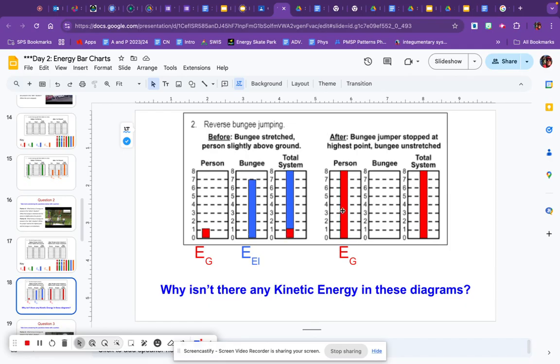The person way up there, the bungee jumper stopped at the highest point, so the person had gravitational potential. The elastic was spent. It was whipped in the air, so that was total 8. Okay.